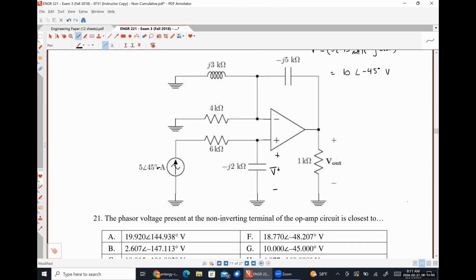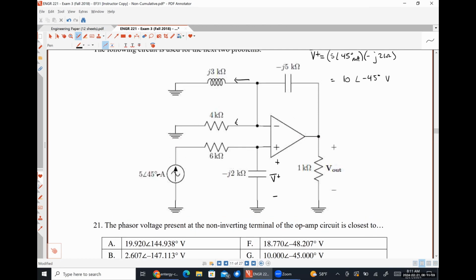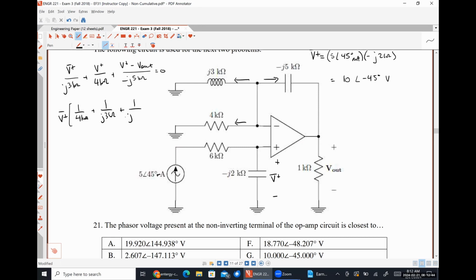So from there, we would just apply Kirchhoff's current law at this node. So we'd be adding this current and this current together. So that's going to look like that voltage V plus over j3 kiloohms plus that voltage V plus over 4 kiloohms plus V plus minus V out over minus j5 kiloohms is equal to 0. So we'd have V out is equal to that, if my algebra is correct.